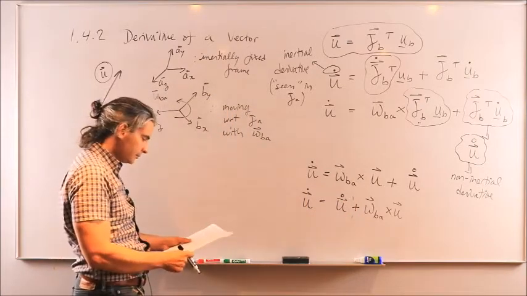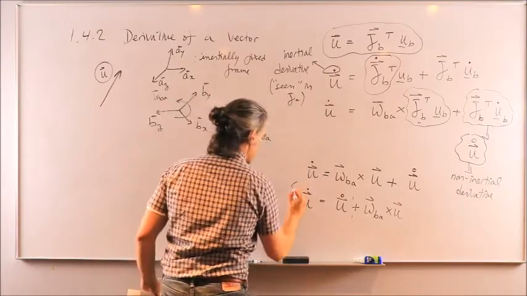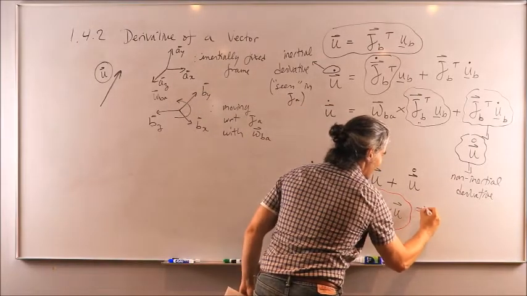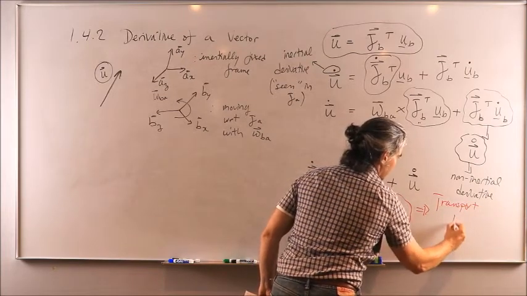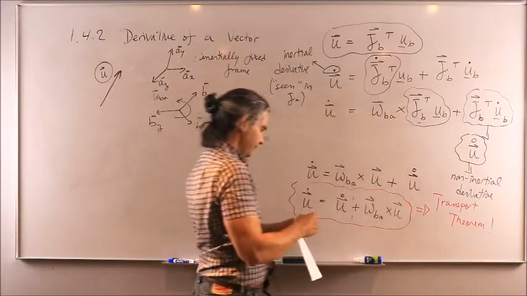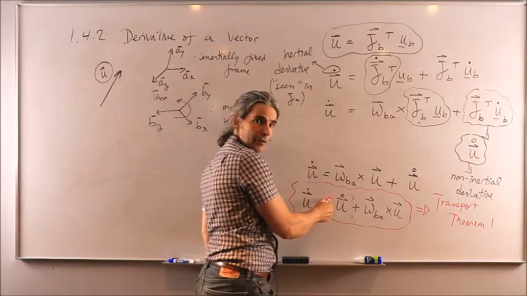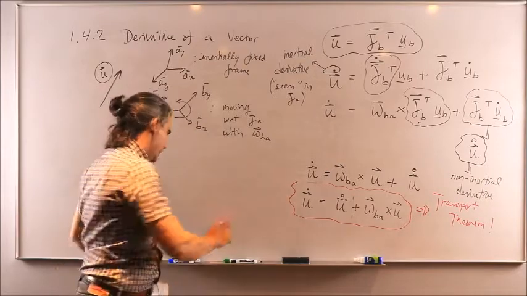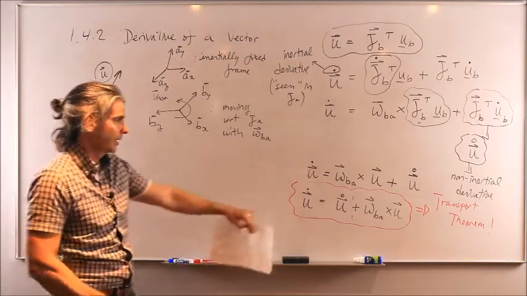Okay? This is a very important result, and I'm going to highlight it in red, and it's so important that it deserves a different color. This is known as the transport theorem. Okay, so this again allows you to relate the non-inertial derivative of a vector to its inertial derivative in terms of vector form.